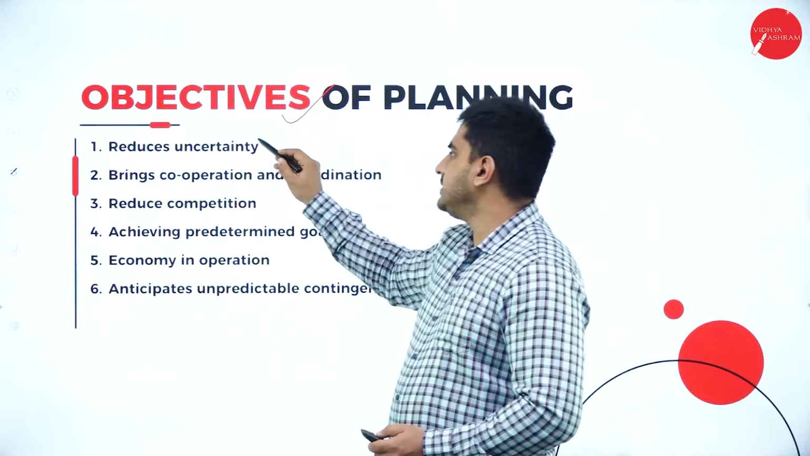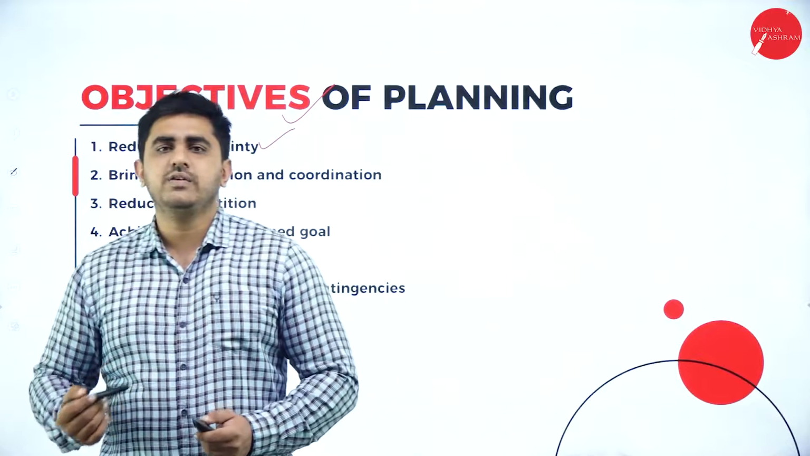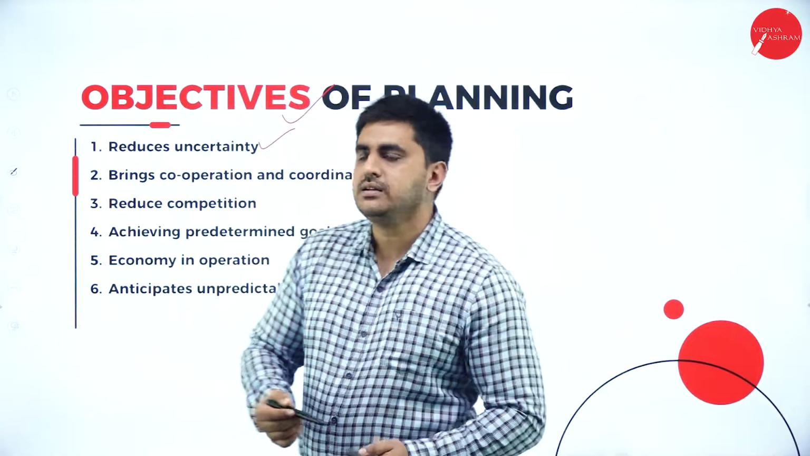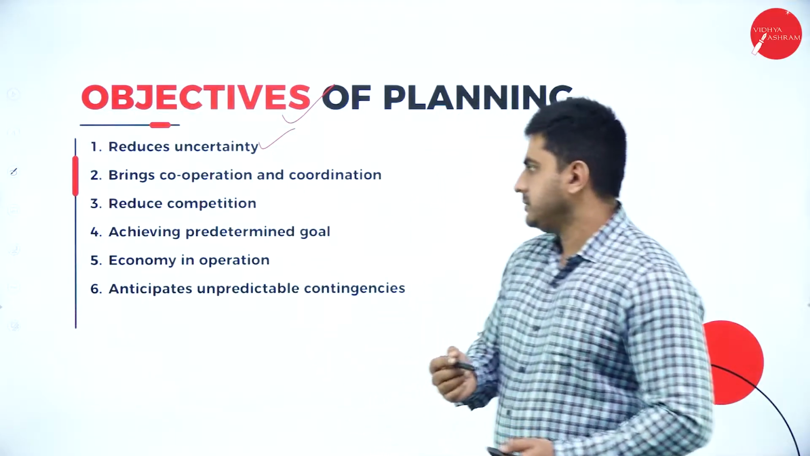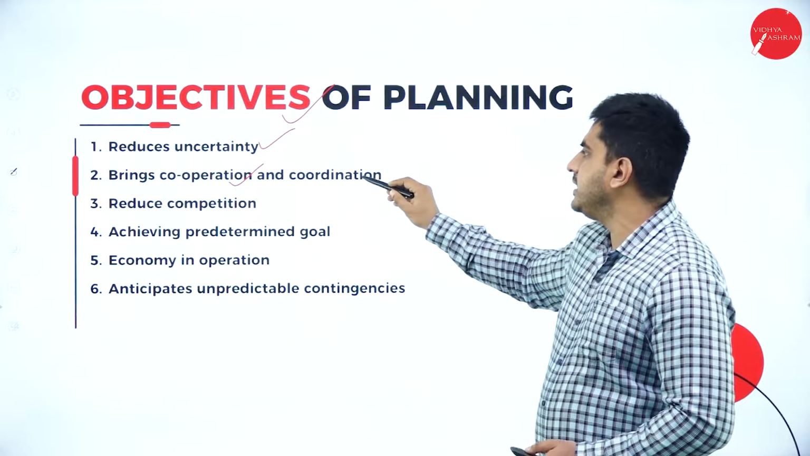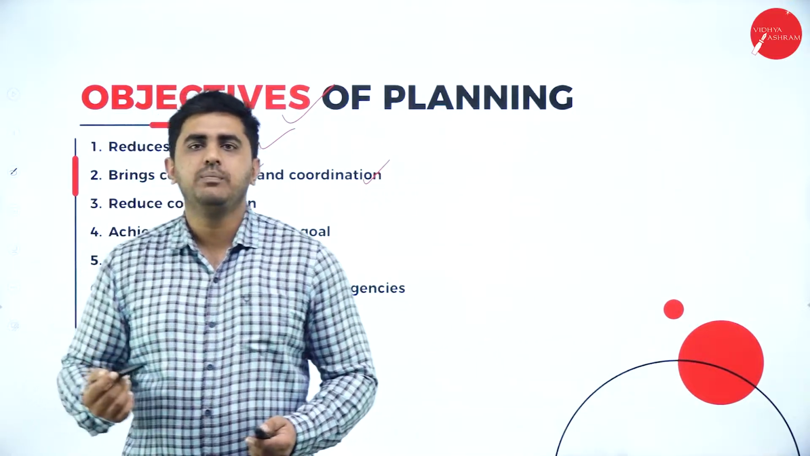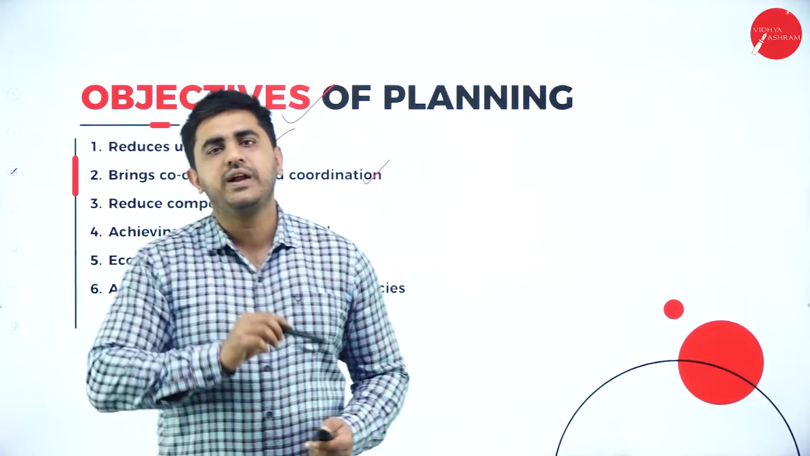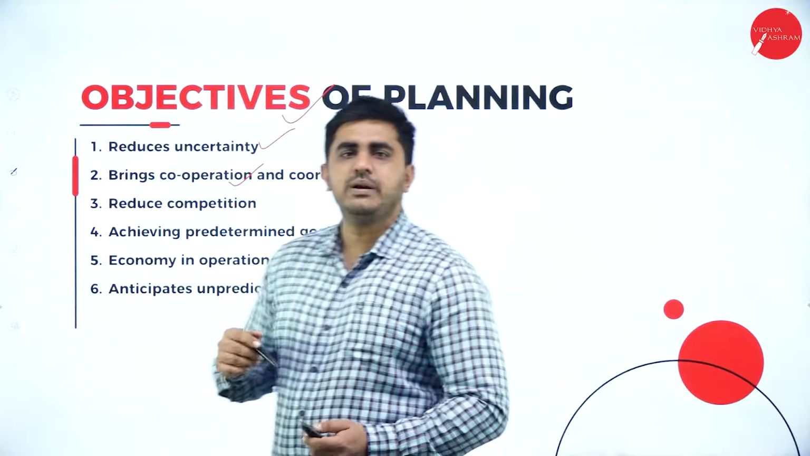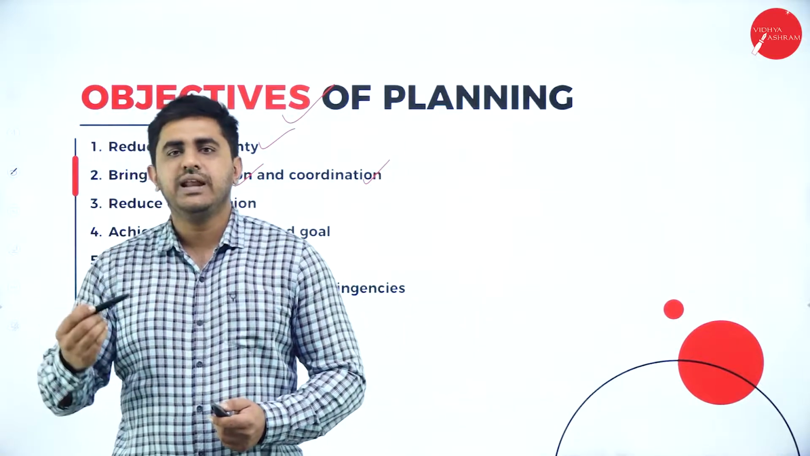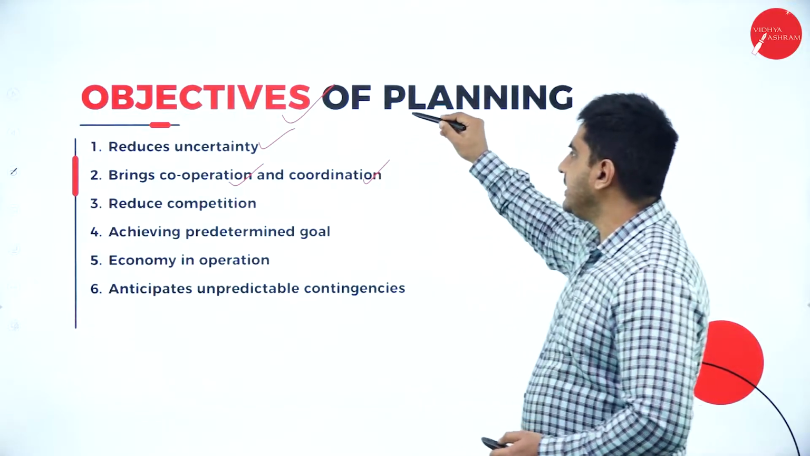It reduces uncertainty. Obviously, it reduces uncertainty because the environment in which business operates is uncertain. So when you do better planning, you can deal with uncertain events in future. Brings cooperation and coordination. Obviously, when planning is done well, there will be cooperation and coordination between different departments within an organization, like your marketing department, production department, your finance department. There will be better cooperation and coordination when planning is done well.